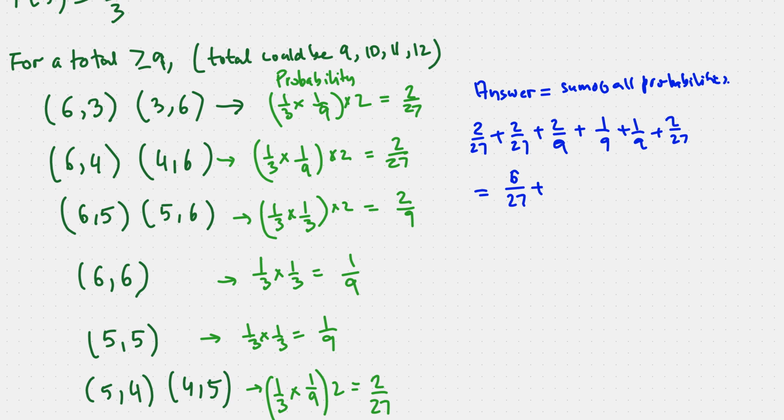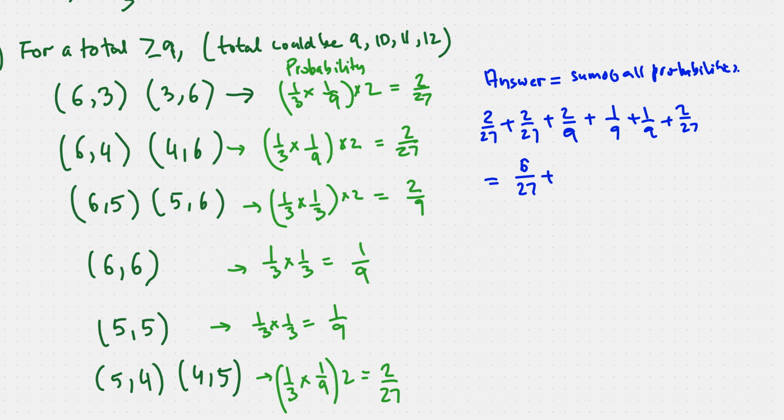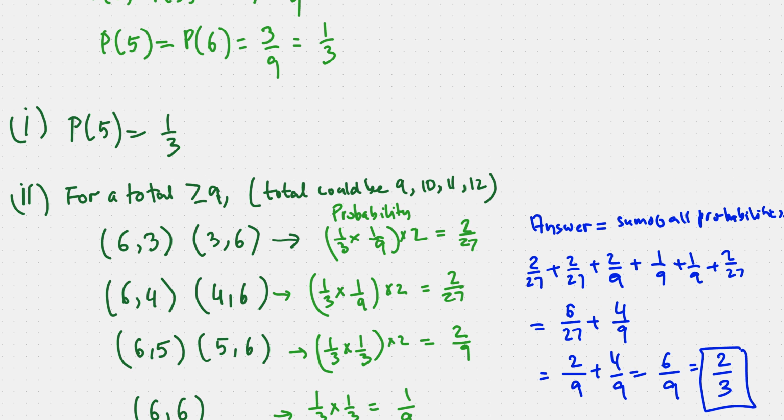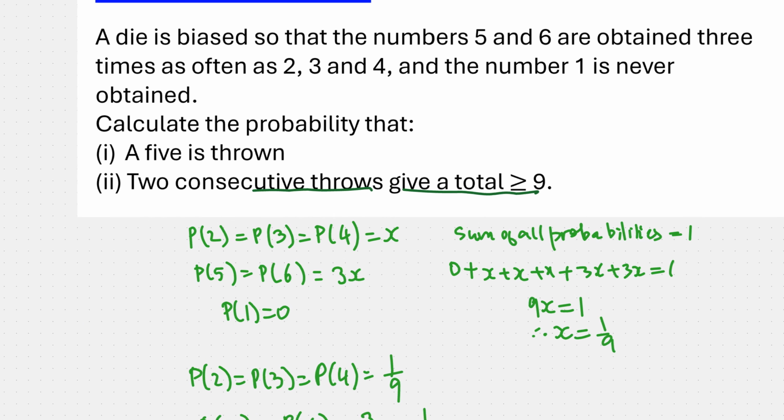We can simplify it. 6/27 simplifies to 2/9, plus 4/9, and that is equal to 6/9, which simplifies to 2/3. So that's the answer, 2/3. We can write it up here: the answer is 2/3.